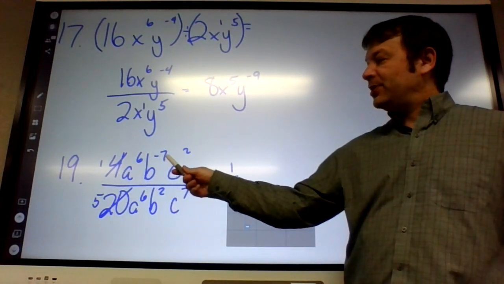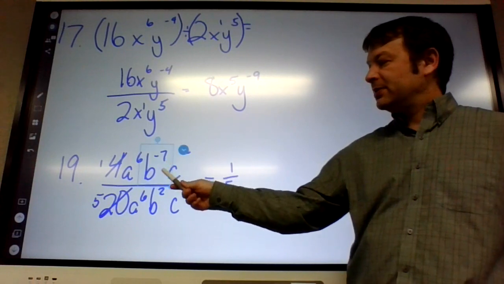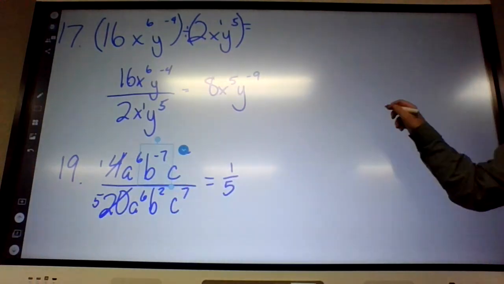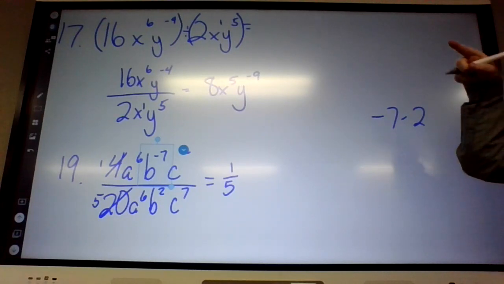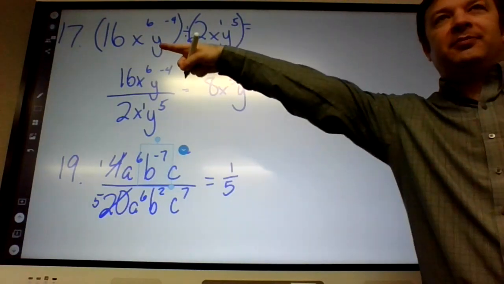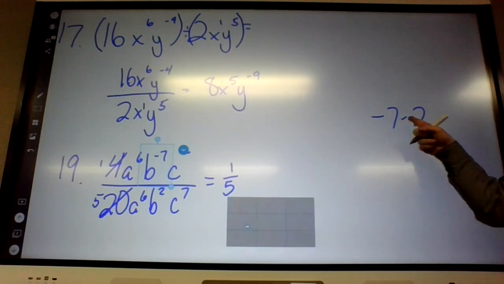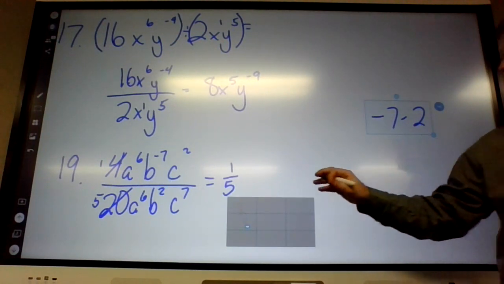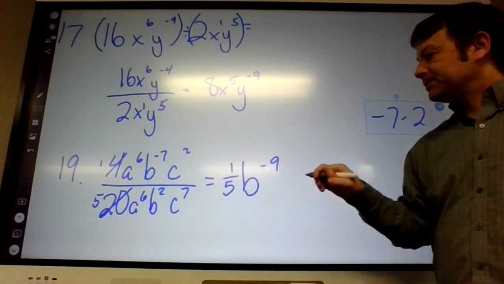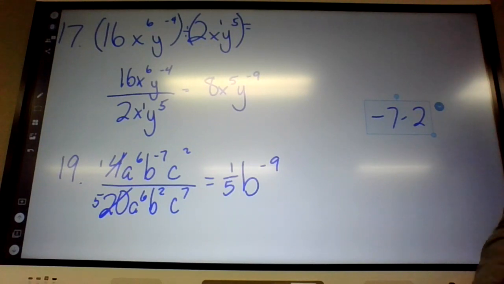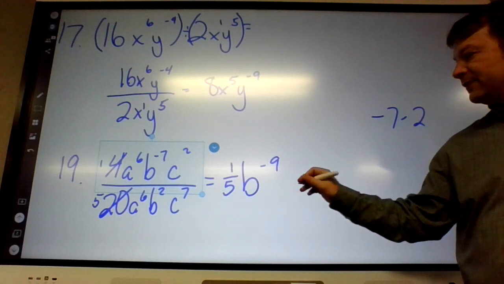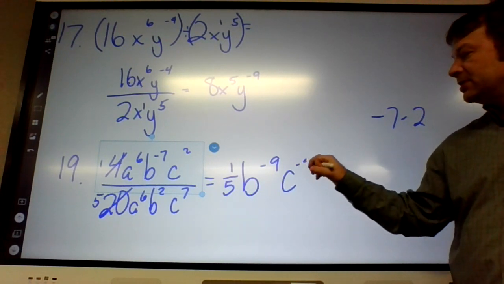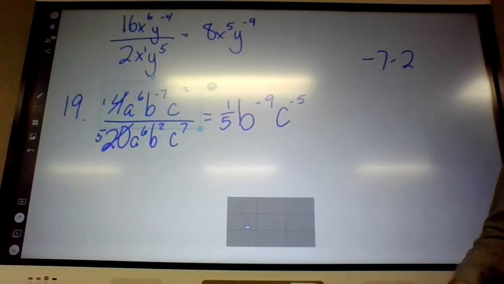And then for the b's, we have negative 7 minus 2, which would be left 7, left 2 on the number line. Left 7, left 2, so where are we at? Negative 9. And then we have 2 minus 7 for the c's, so that's negative 5.